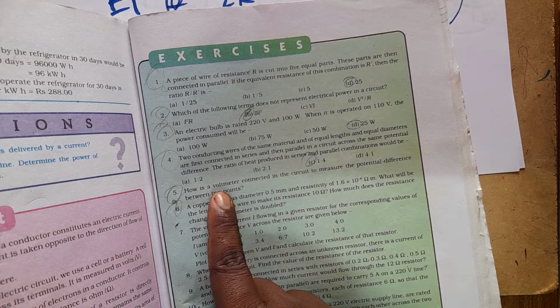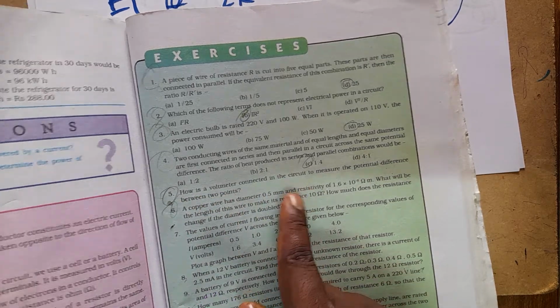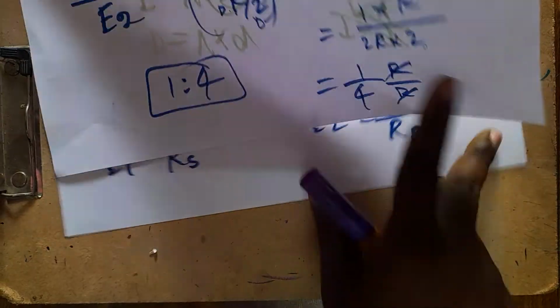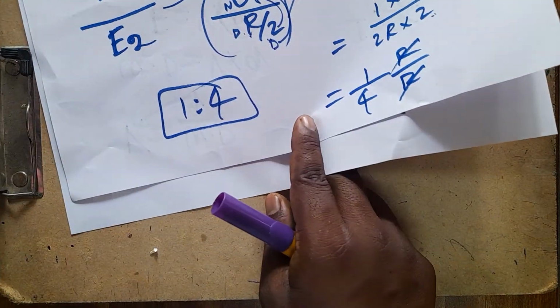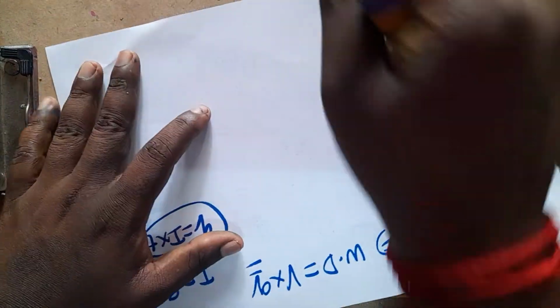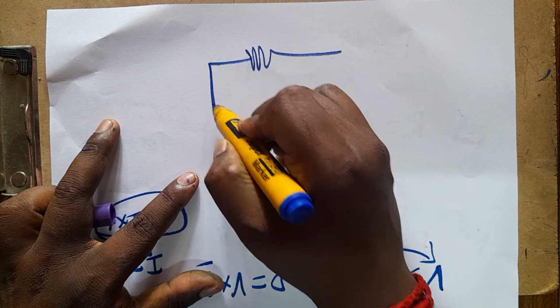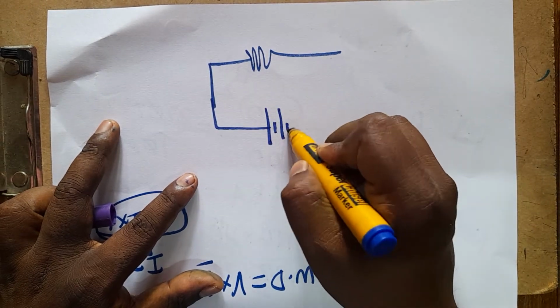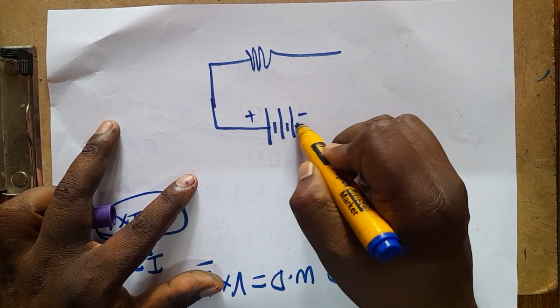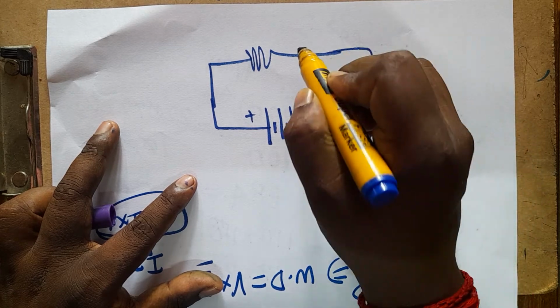How is the voltmeter connected in a circuit? It is a very, very simple question. A voltmeter is connected in a circuit in parallel. For example, I will draw a simple circuit: one resistance, one battery, and one key. Then this is the circuit.